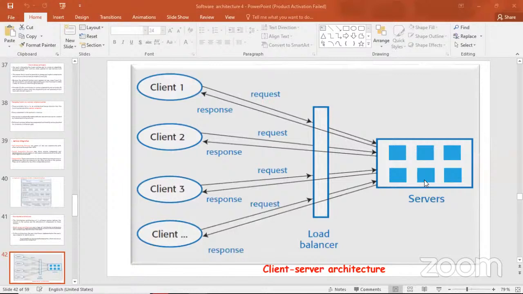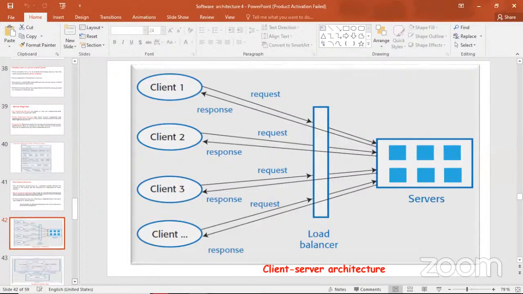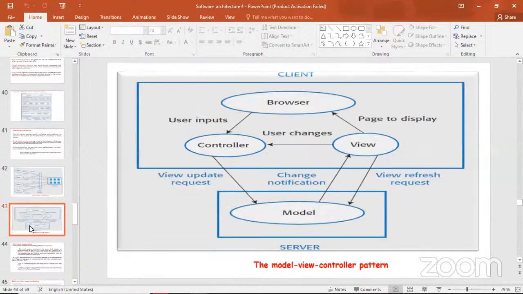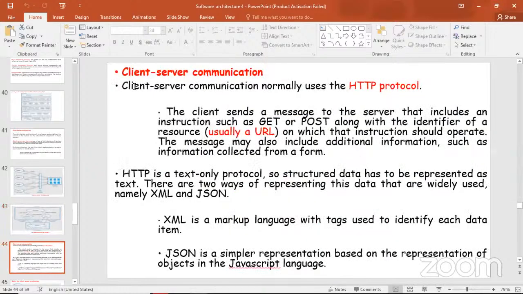So this is the server, the load balancer, then the client sends a request and receives a response. Now the model view controller pattern, right? So client-server communication normally uses the HTTP protocol. The time is up, but I need to quickly finish.